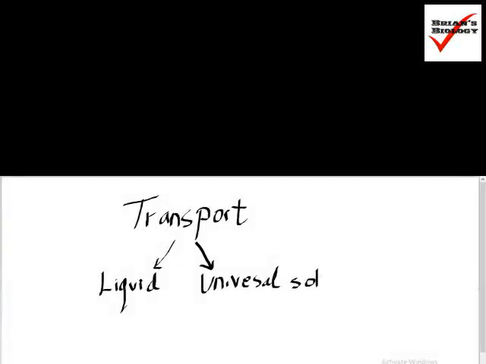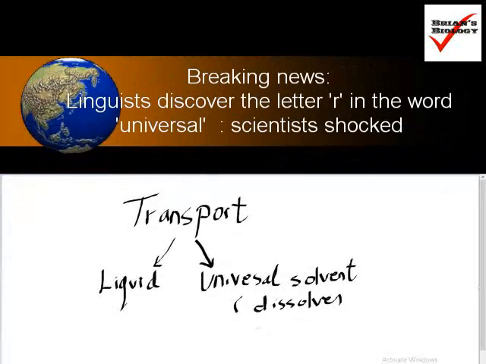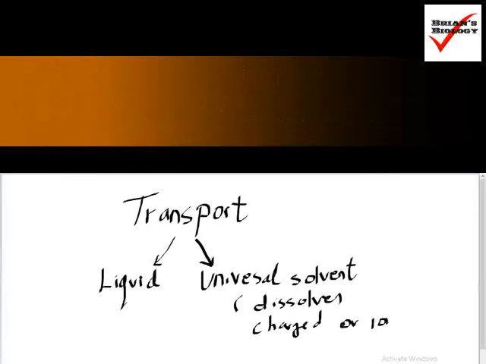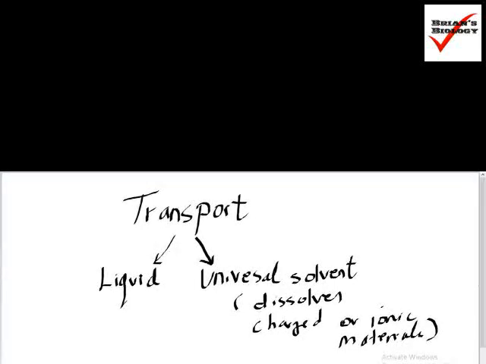Our third function is transport. What properties allow water to transport things around within the body or within cells? And again, there are two here. One is that it's a universal solvent. Now, why is that important? Well, a universal solvent isn't something that can dissolve everything in the universe, but it is something that can dissolve anything with a charge. Why can water dissolve things with charges?